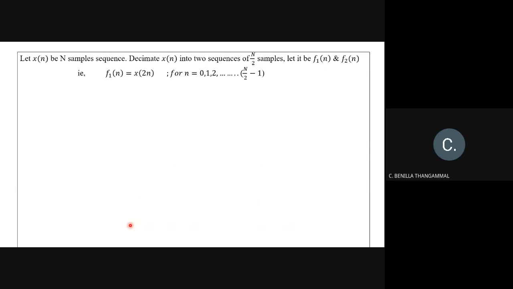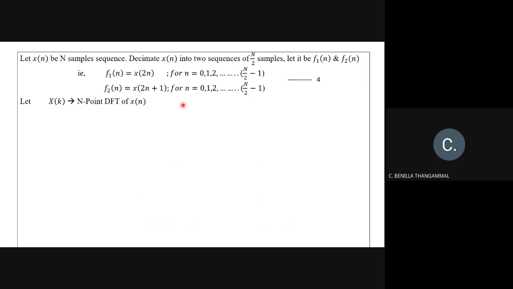So now we derive it. We have your x of n samples here. So this is an n sample sequence. We are decimating your x of n into two sequences of n by 2 samples, that is f1 of n and f2 of n. So f1 of n is your even samples, x of 2n. So what happens? This n point becomes n by 2 point. Again, your f2 of n will be your odd sequence, x of 2n plus 1 here. Right? So this may be your equation 4.